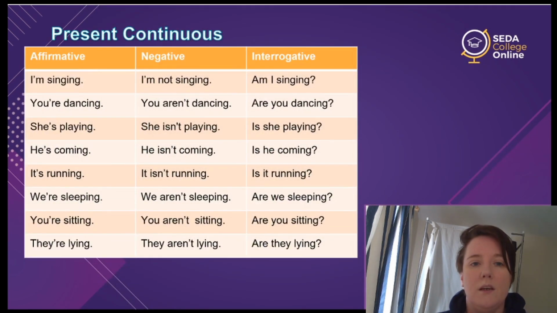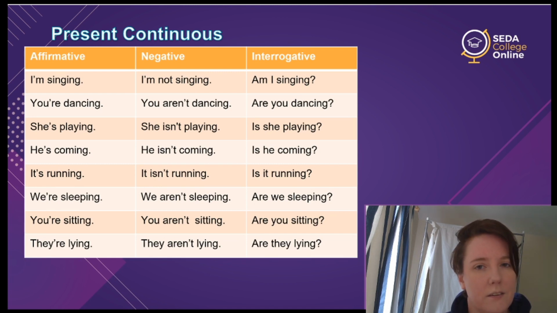Now, here are the structures. So we have affirmative, negative and interrogative. Let's look at affirmative. I'm singing. That's the contraction for I am singing. Negative: I'm not singing. Interrogative: Am I singing? Again, you're dancing. That's the contraction for you are dancing.